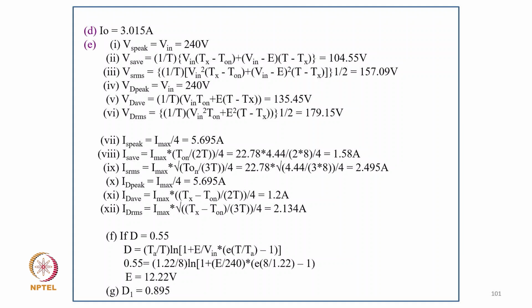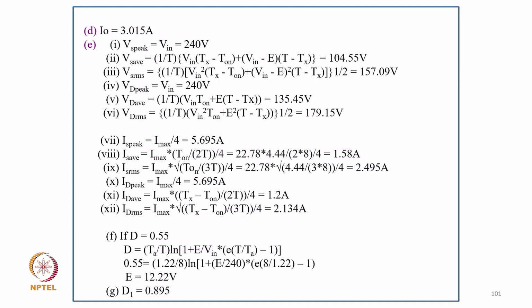104.55, and Vs RMS, putting the value, comes 127.09, and Vd peak comes 240 volt, Vd average comes, putting a value 137.55, and Vd RMS comes, putting the value 179.15. Is peak is I max divided by 4, so it's 5.695. Is average comes, putting the value 1.58, and Is RMS comes 2.45, and I diode peak divided by 4, that is 5.695 ampere. ID average, putting the relation, the value 1.2 ampere, and the ID RMS comes 2.1.